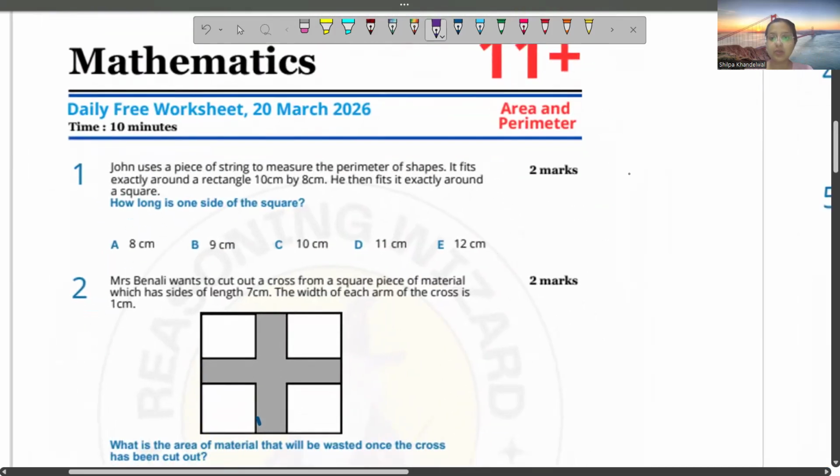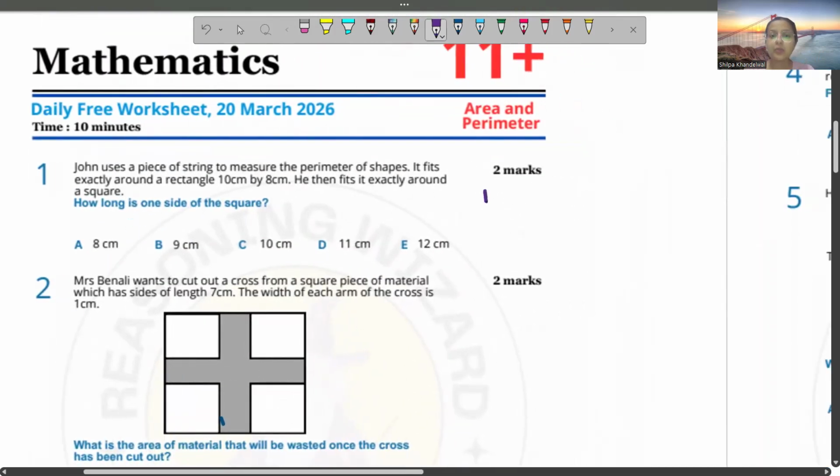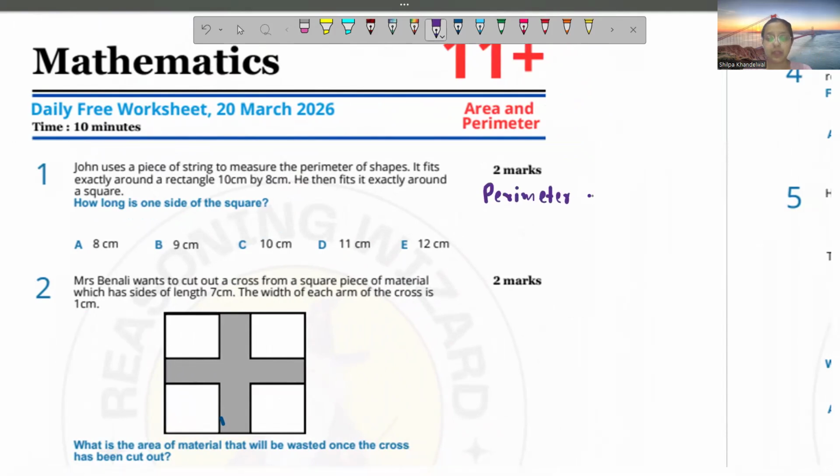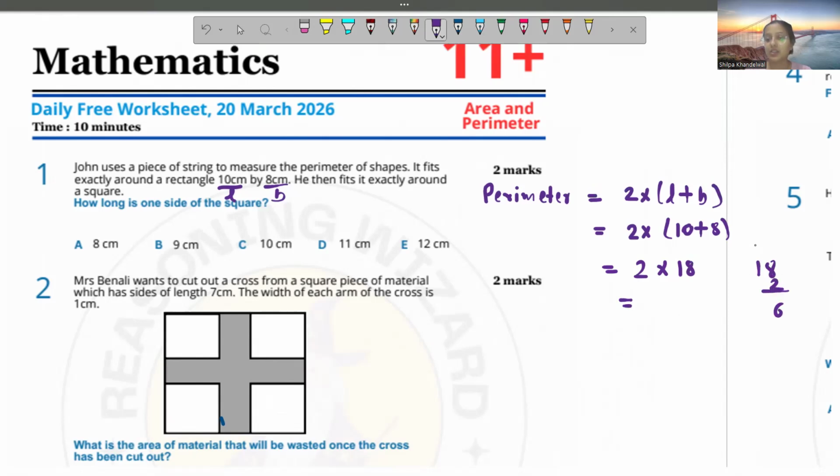If I do the same thing over here, what would be the perimeter of the rectangle? Everyone knows that the formula for perimeter of a rectangle is 2 times (length plus breadth). Now all we have to do is substitute the values. This is the given length and this is the given breadth, right? So we can do 10 plus 8, which would be 18. And then you have to do 18 times 2. Everyone knows that 8 twos are 16, 2 ones are 2 plus 1, 3. So we got the answer as 36 centimeters.